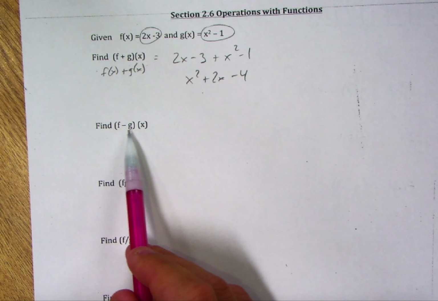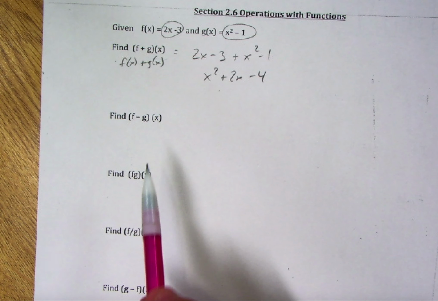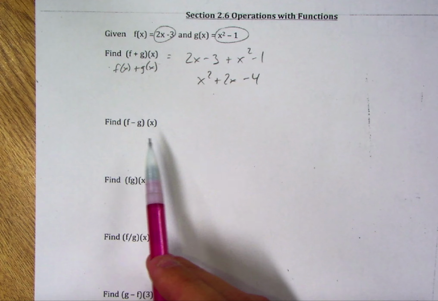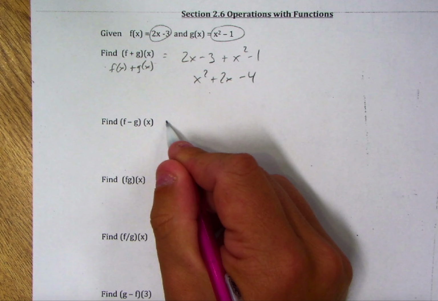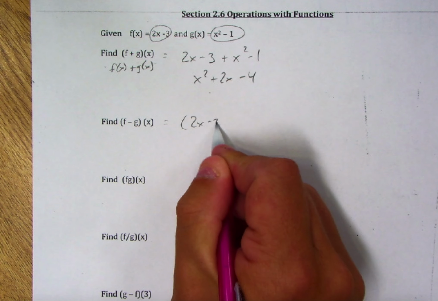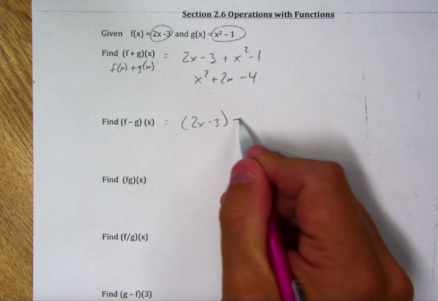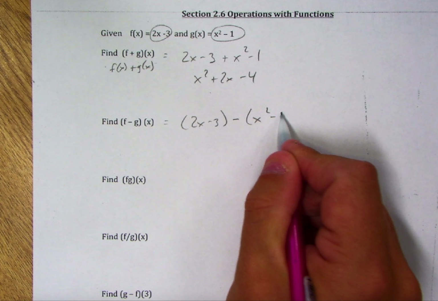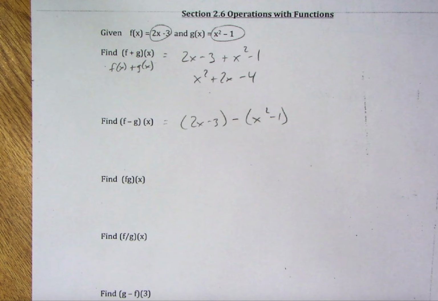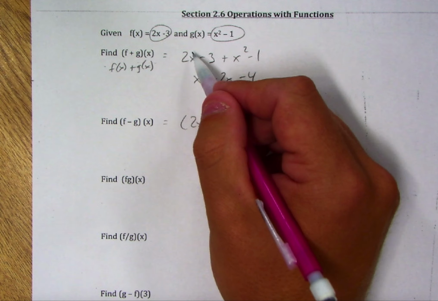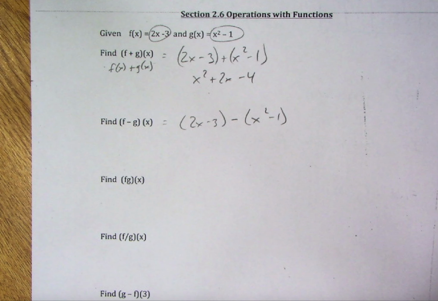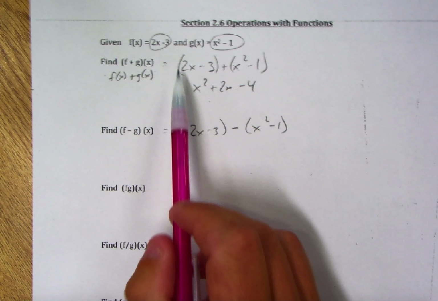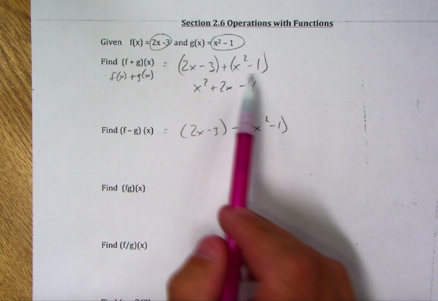All right, f minus g of x. Well, now we're subtracting f minus g. So it would be 2x minus 3 minus (x squared minus 1). Notice I put parentheses on this one. I really should have put parentheses on the first one. But when you're adding, the parentheses don't really do anything. The parentheses may as well not even be there.